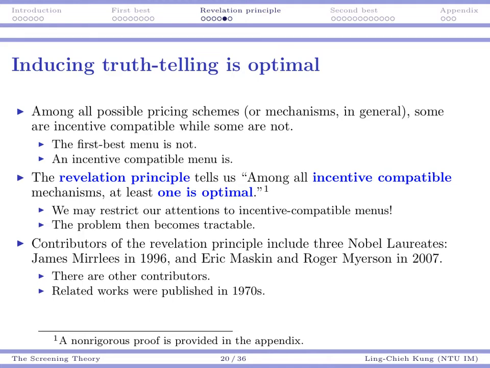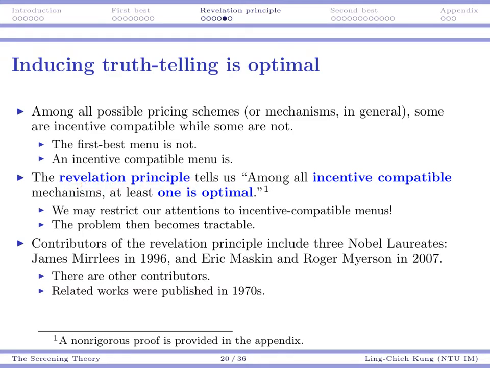Okay? There are so many different kinds of contracts. There are so many possible pricing mechanisms, right? Some may be incentive compatible, some may be not. And you probably can imagine only a very limited number of contracts are incentive compatible. Most of them are not. But what's interesting is that among all those incentive compatible mechanisms, at least one of them is optimal. This is called revelation principle.